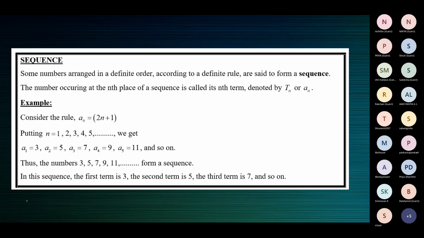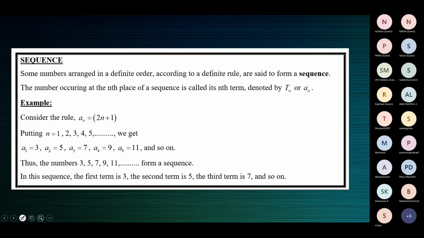So a set of numbers arranged in a particular order following a particular rule is said to form a sequence. Definite order. Order is important. You cannot write the numbers in any order. Definite order, definite rule. The rule here is 2n plus 1, and the order 3, 5, 7, 9, 11, and so on. You cannot write the numbers in a different order. Then the rule will not be satisfied.